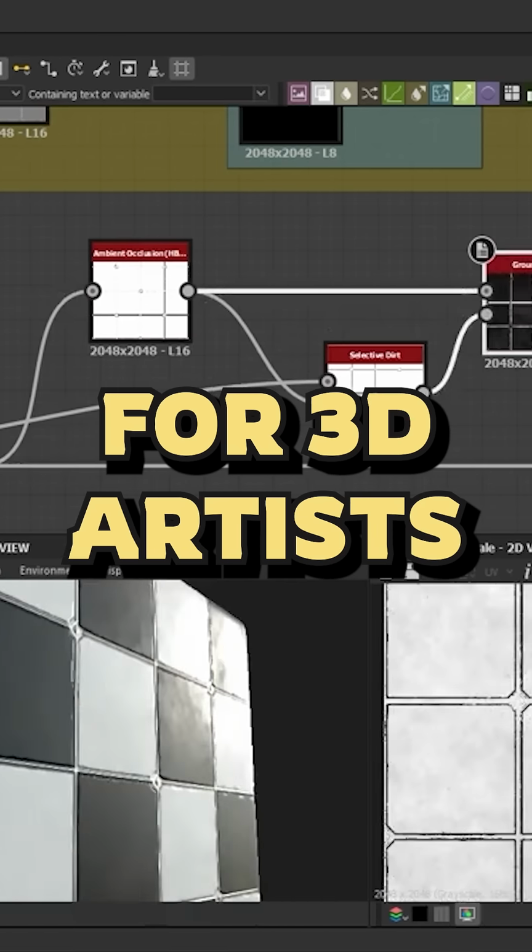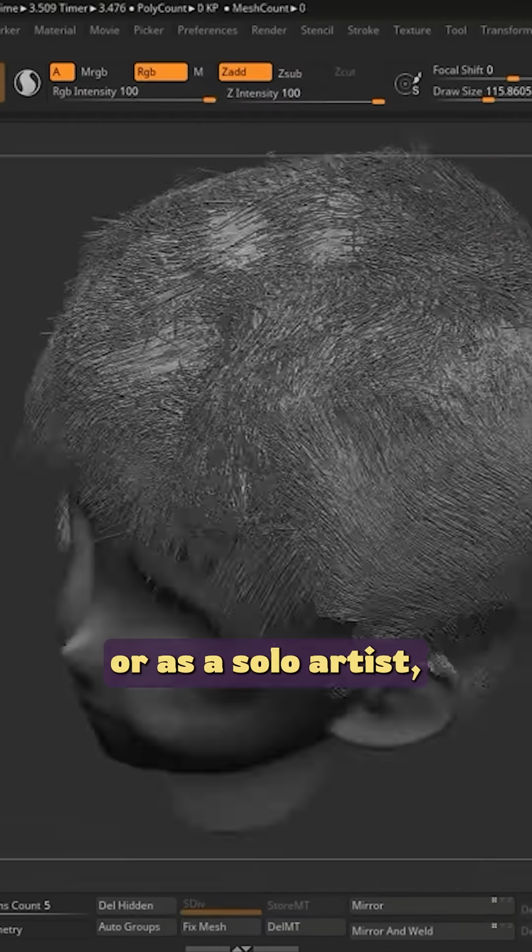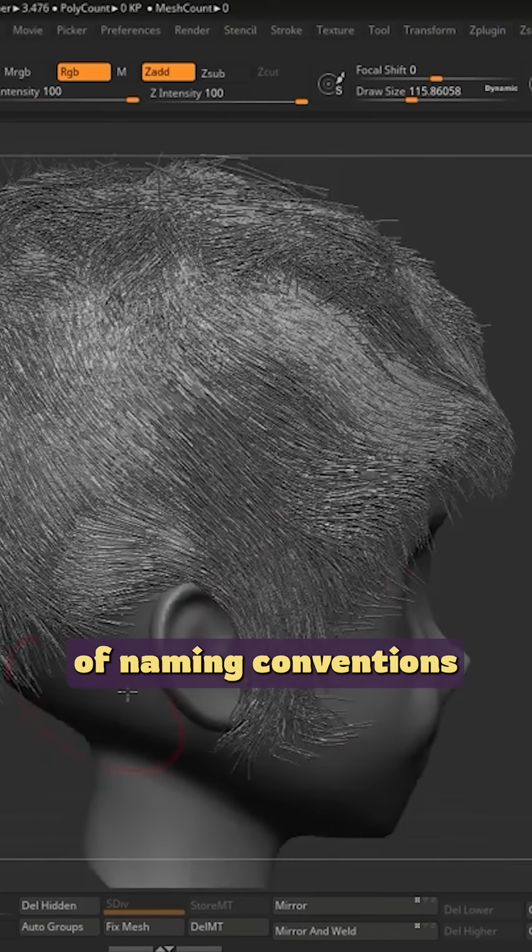Here's my number one tip for 3D artists. Whether you're working in a team environment or as a solo artist, you need to make sure you are always following some form of naming conventions for your files.